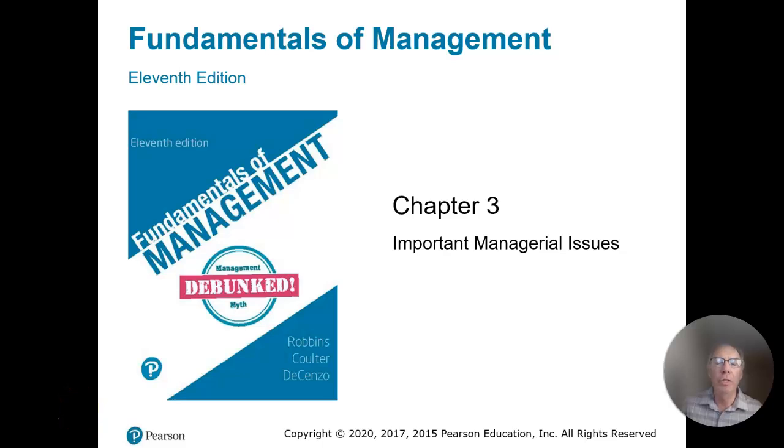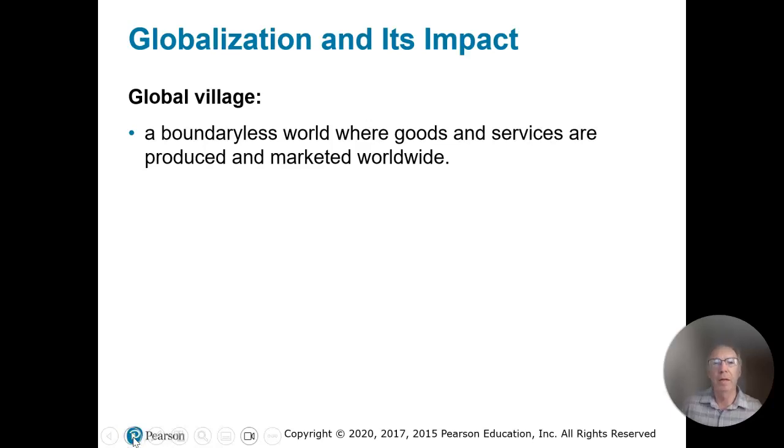Hi, we're going to talk about Chapter 3. Chapter 3 covers topics such as globalization, social responsibility, and ethics. So we're going to lead off and talk about the global village. And indeed, it is a boundaryless world where trade is able to be done throughout the world. So here in the US, of course, we can make products and send them to another part of the world, and they'll send their products to us.